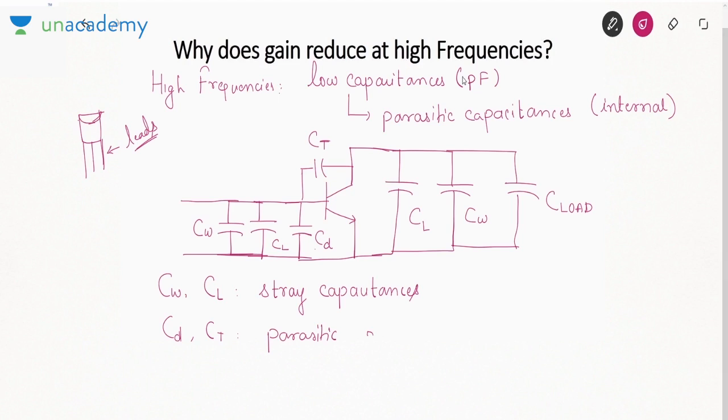They will reduce the value of gain, but we will not consider these stray capacitances. We will only consider the internal or the parasitic capacitance. But remember, practically these capacitances are also a part of circuit.